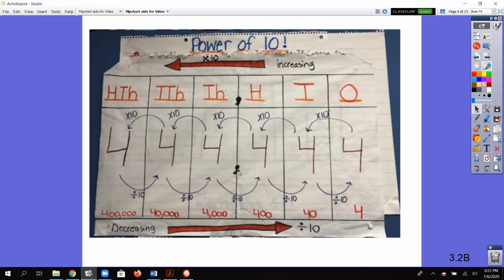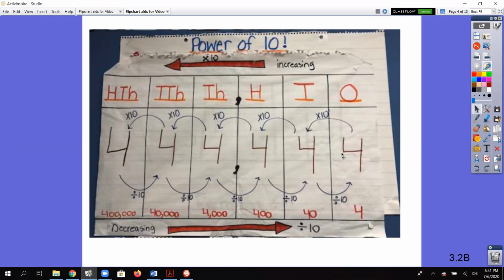Whenever you're reading numbers, you never say and. You only say and if there's a decimal point, like for example, in money. But if there's a comma, you don't say and. So if you notice on this chart, the numbers as they're going to the left here, they're increasing by 10. That means the value is increasing. Remember, value is how much it's worth.